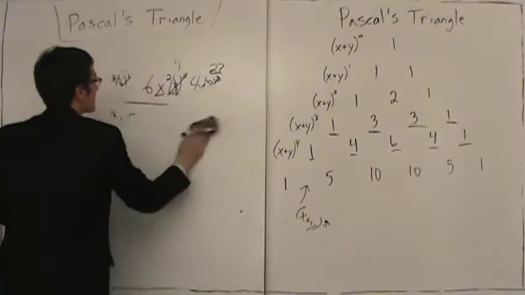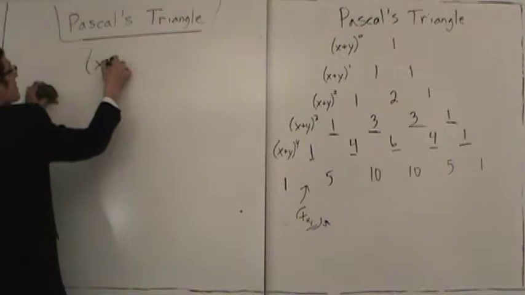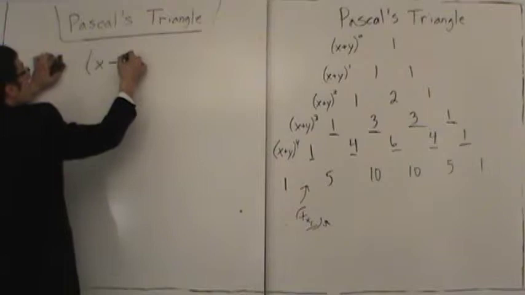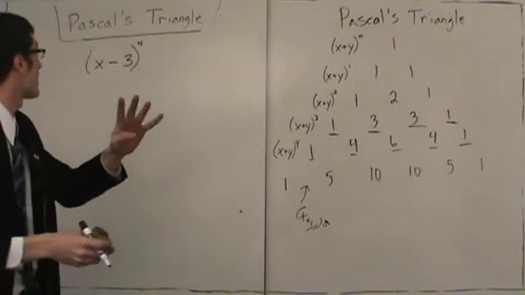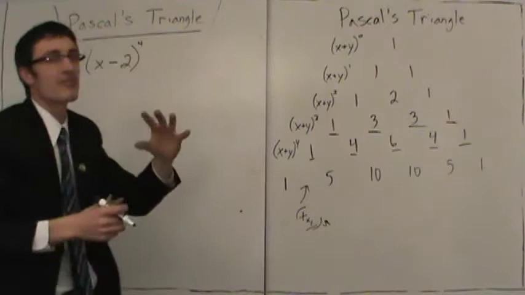So we're looking at now the quantity x minus 3 to the, I probably ran out of room for five. Let's do the same thing. Quantity x minus 3 to the 4th power. Well, I guess we could do x minus 2. That's fine. X minus 2 to the 4th. A little different.